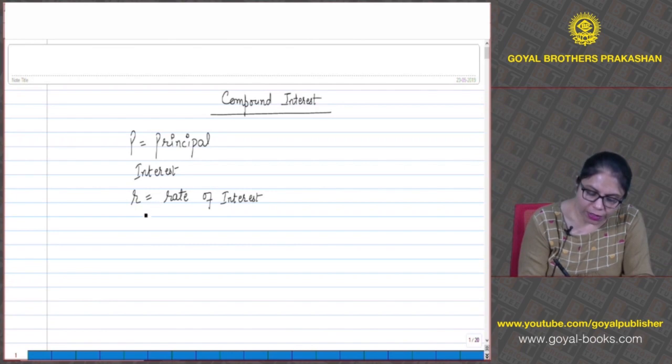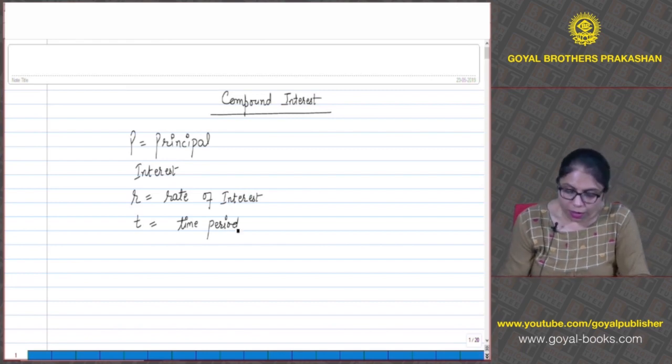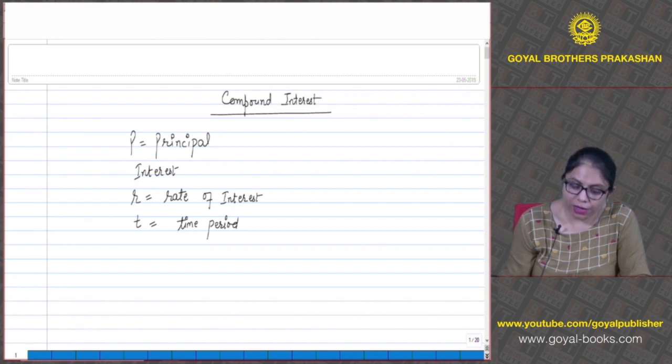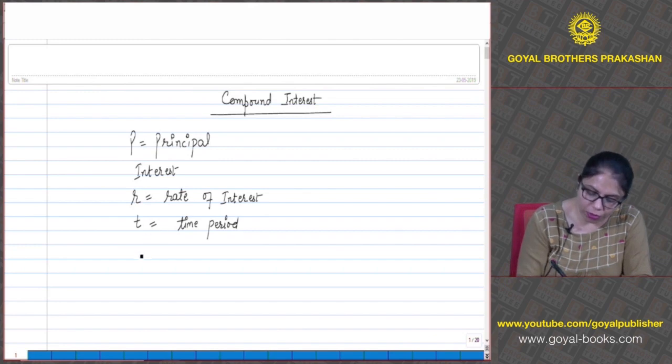Okay, and the time for which you deposit money into the bank or borrow money from the bank is called time period. The money that we get after that time period, suppose 2 years, the total amount that you get after 2 years, is called your amount.